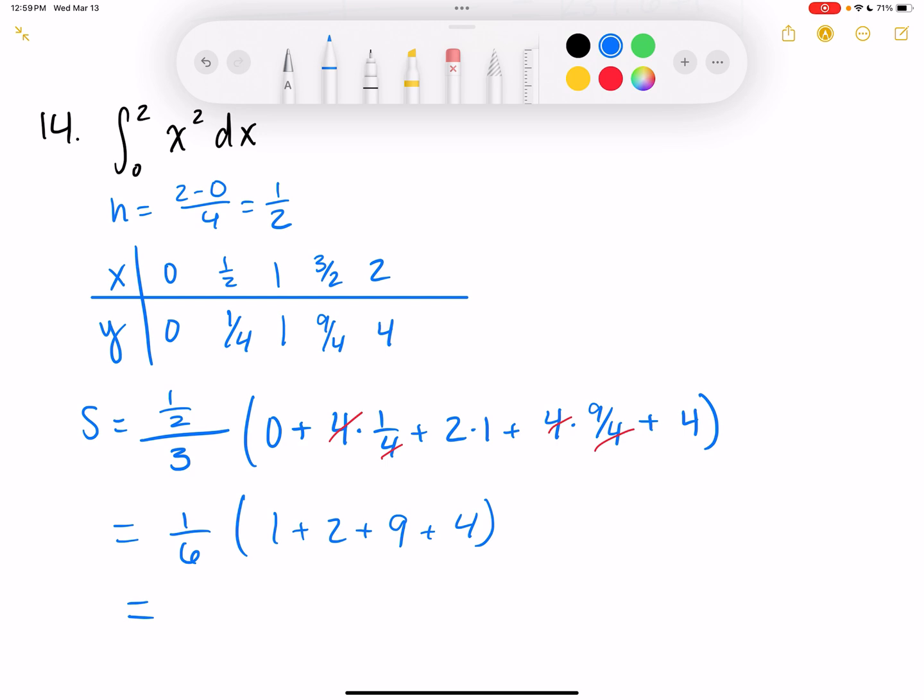And what do we get? 2.67. Now, what did we get for trapezoidal rule on number 2? What did we get for part A? Okay, so we got 2.75 when we did trapezoidal. We got 2.67 when we did Simpson's. What did you get for the exact value, so part C on number 2? 2.6 repeating.